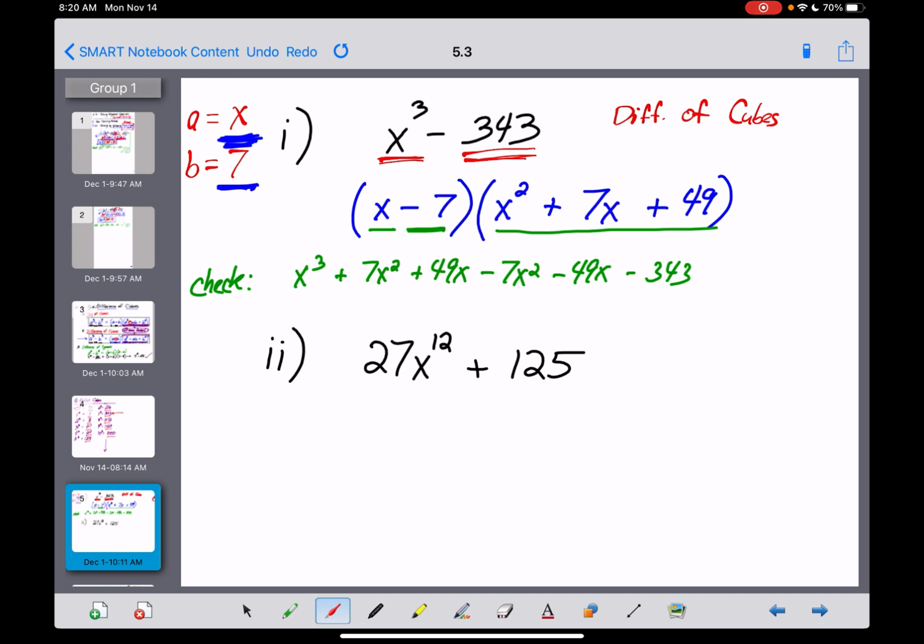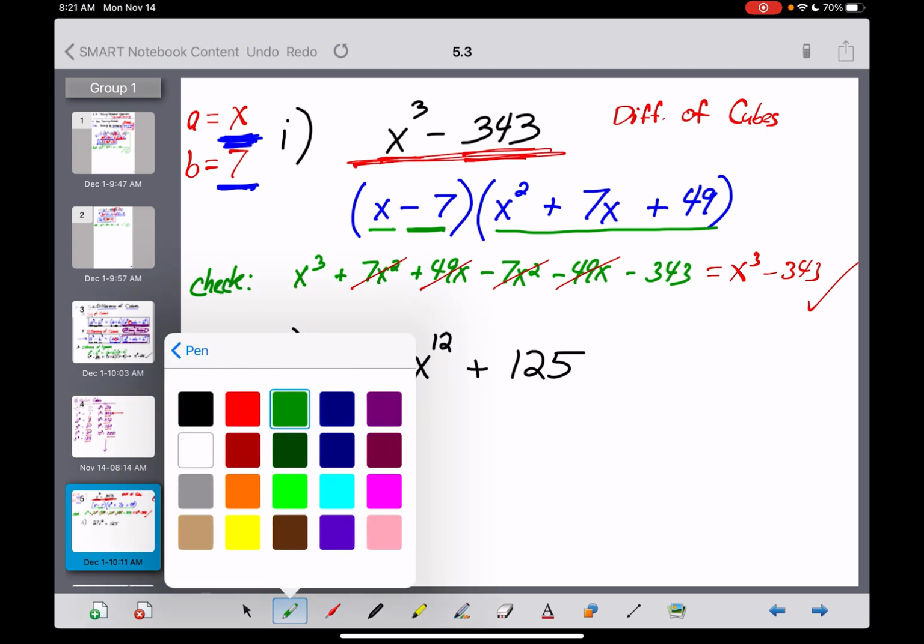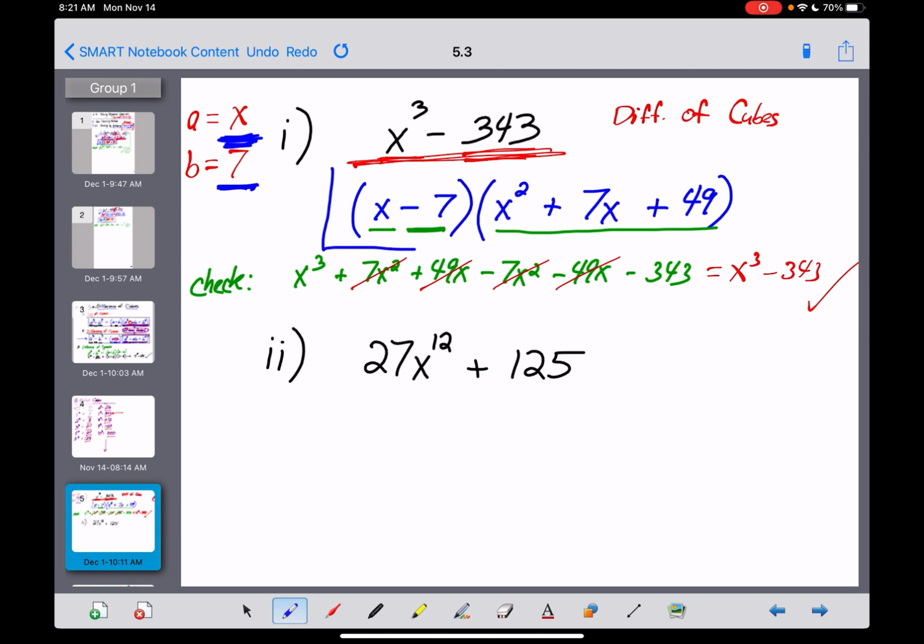And something cool happens here when I go to combine like terms. Plus 7x squared, minus 7x squared, gone. Plus 49x minus 49x, gone. We end up then with just an x cubed and a minus 343, which of course is exactly equal to the original expression that we started with. So check that one off. We got that one right as well. But again, just to be clear, the check isn't your final answer. This is the factored form of the original expression that was given to you in standard or expanded form, whatever you want to call that.